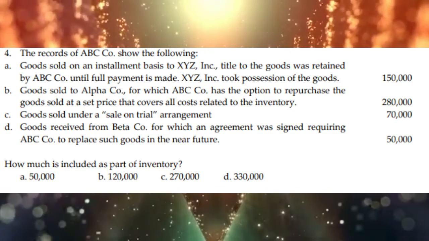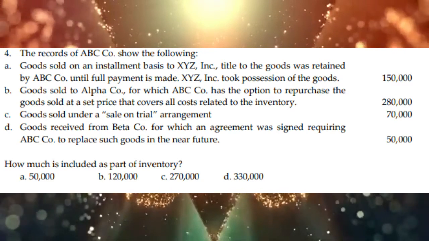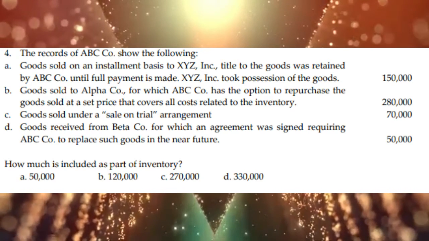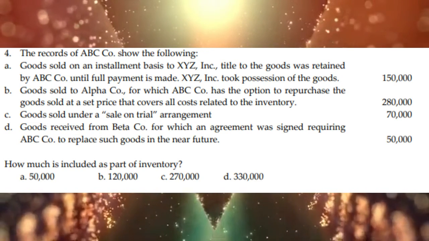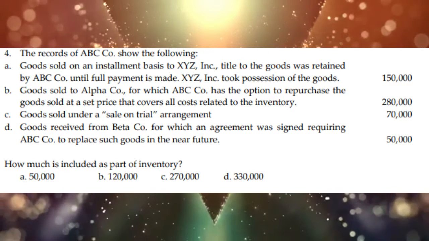Lastly, D. Goods received from Beta Corporation for which an agreement was assigned requiring ABC Corporation to replace such goods in the near future is 50,000 pesos. The question is, how much is needed as part of the inventory?